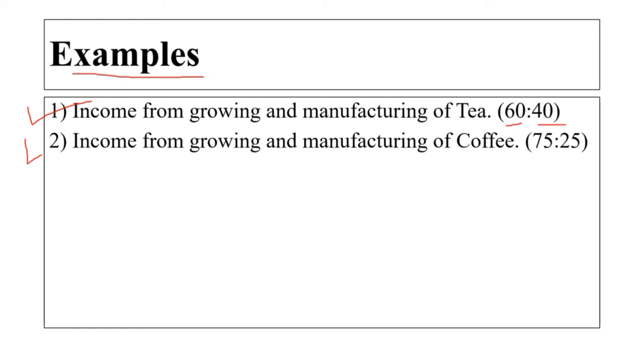The second condition is income from growing and manufacturing coffee. The people who are growing coffee have to pay tax on 25%, and 75% is deduction available as it is treated as agriculture income.